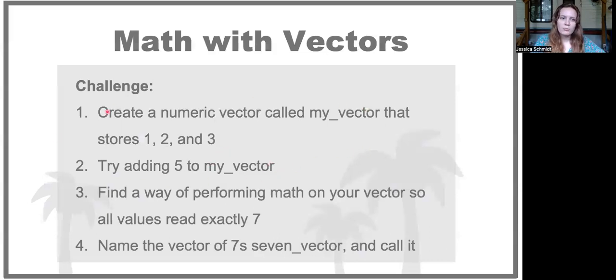So my_vector plus 5. And then using the output that you get, as an example to think about, I'd like you to do this second challenge. Find a way of performing math on your vector so all the values read exactly 7. And name that vector of 7's 7_vector, then call it. So there's a lot going on here, and we're actually going to go over the solution to this one together. So take a moment and think about it, try and do it yourself, and then we'll go over it.